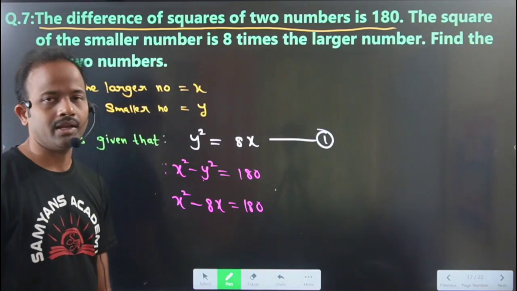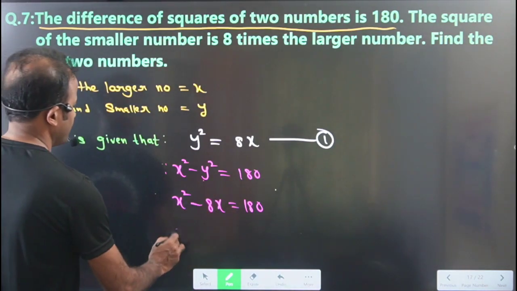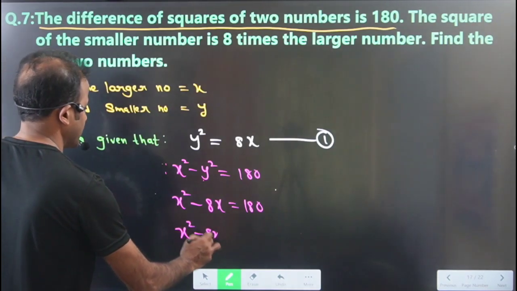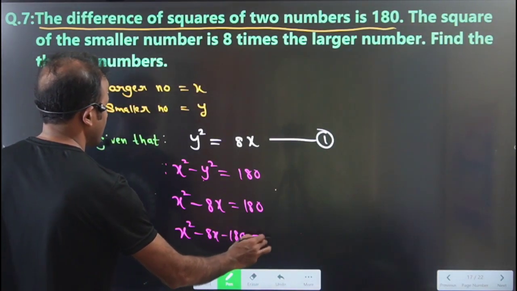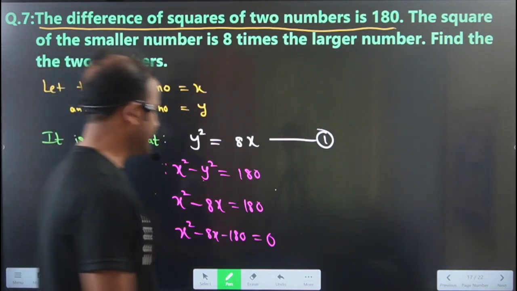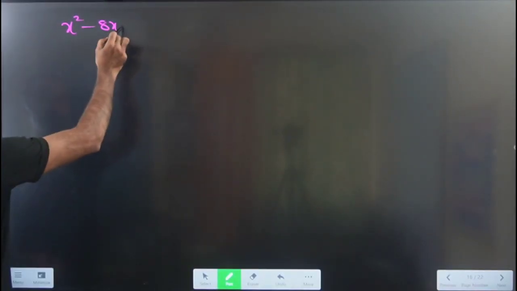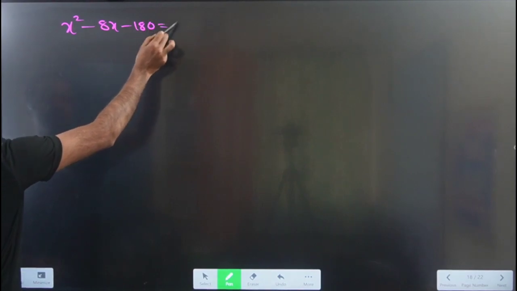x square minus 8x equal to 180. 180 you take it here. x square minus 8x minus 180 equal to 0. Okay, so next one, x square minus 8x minus 180 equal to 0.